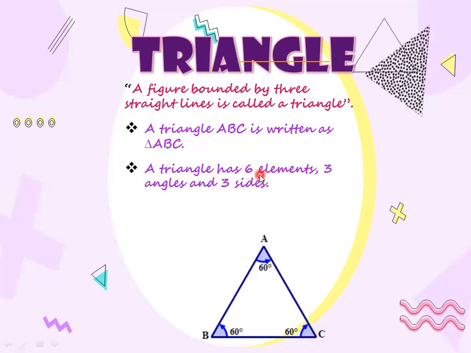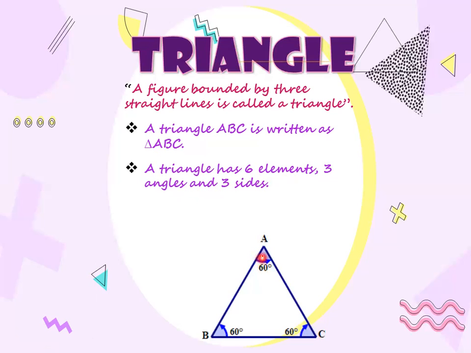A triangle has six elements. Now how many elements are there? Six elements. In total, a triangle has six elements. Now, what are those six elements? Three angles and three sides.